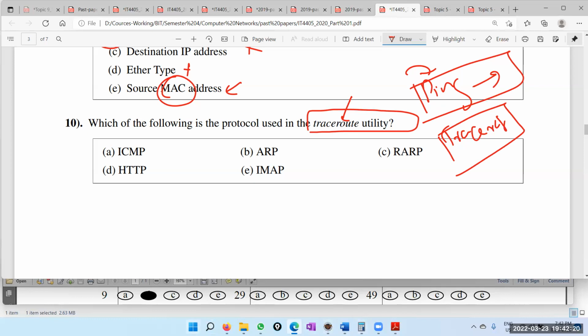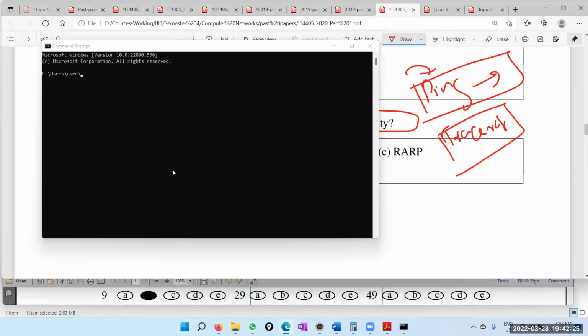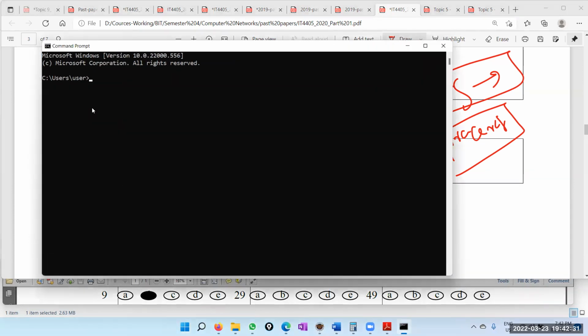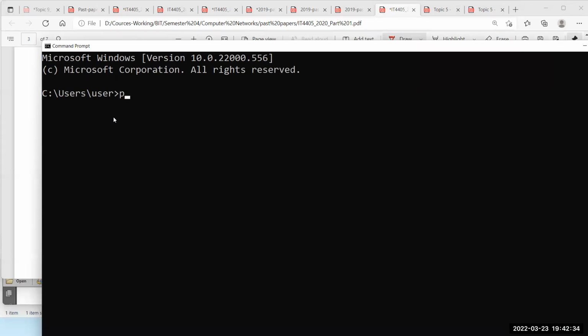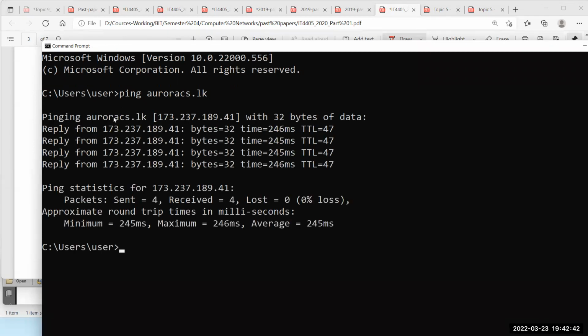For example, I will explain this. If I just want to check whether our web server is up and running, I can just type ping aurora cs.lk. And yes, it's up and running. Up and running in the sense the machine is up and running, not that the web server is up and running. Okay, the machine is up and running. So it's a very simple thing. Now, this is where I used the domain name. If I know the IP address, I could have even directly pinged the IP address. Right? Ping.